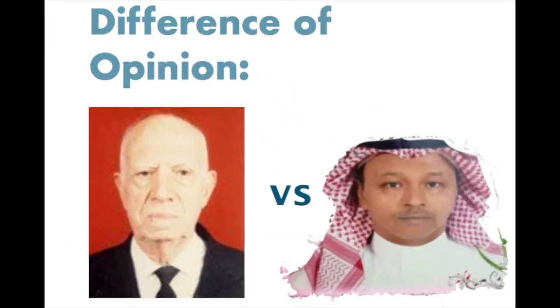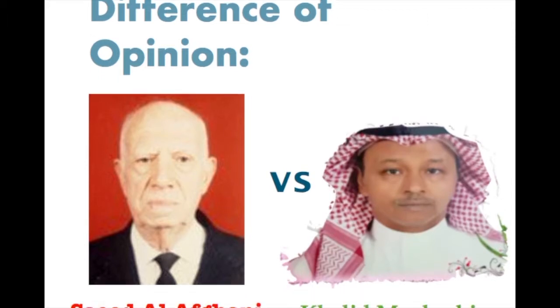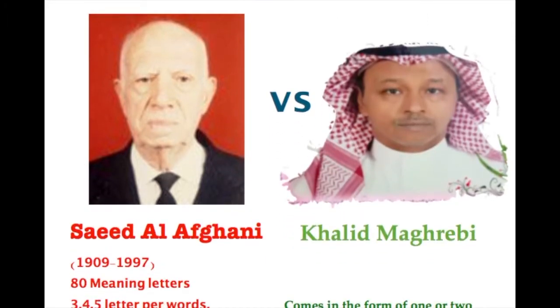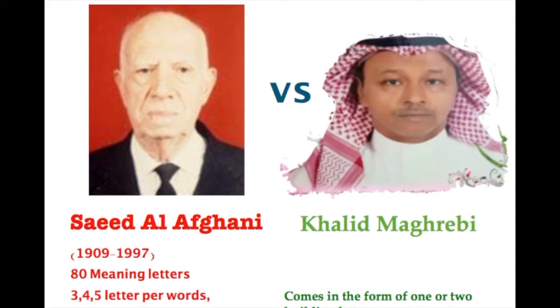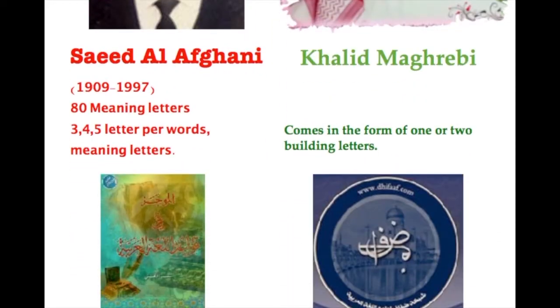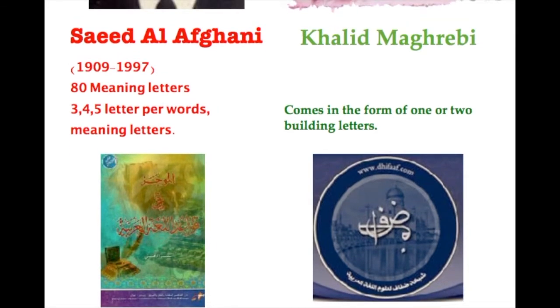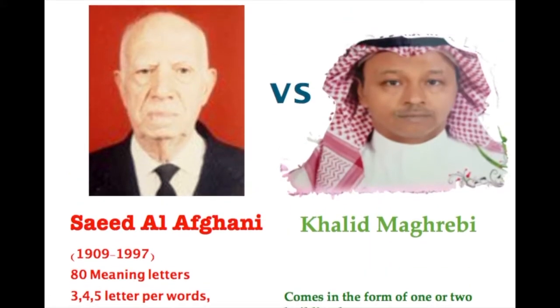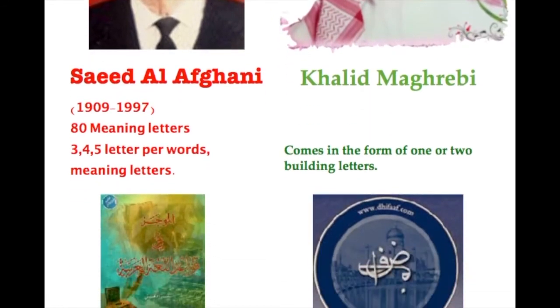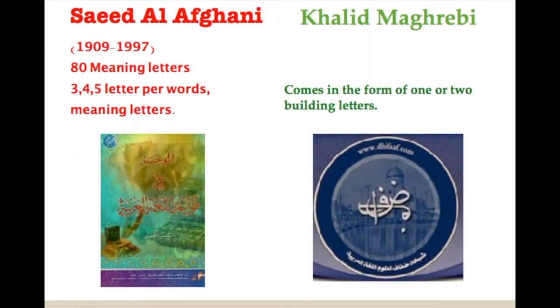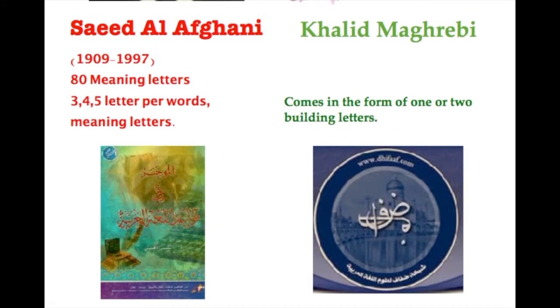I should mention that there is a difference of opinion on one of the points that I mentioned between those two. One of them is Saeed Al-Afghani, and he's known for writing the book Al-Mujaz fi Qawaid al-Lugha al-Arabiyya. It's a grammar book that he wrote for university students. The other one is Khalid Al-Maghribi, and he's an online teacher for the website ضفاف لعلوم اللغة, and I will leave links to both of them.